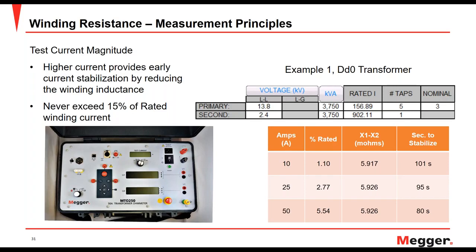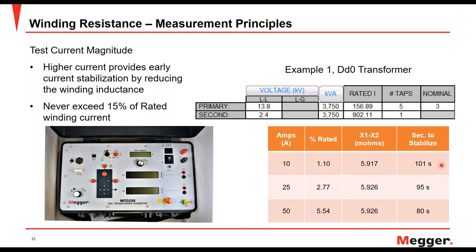Here we have a transformer that has delta windings on the primary and the secondary side. So it's 13.8 kV on the primary side and 2.4 kV on the secondary side. So this transformer was measured for winding resistance using 3 different values of test current. Initially, a value of 10 amps was used and a resistance of 5.917 milliohms was measured. It took about 101 seconds to stabilize.